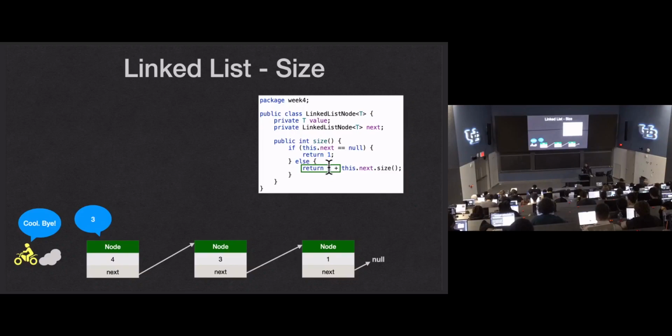So for linked lists especially, checking, am I at the end of the list or not? That's almost always your check. If I'm at the end of the list, base case. If not, recursive call.